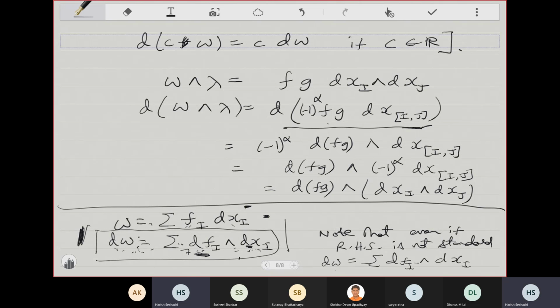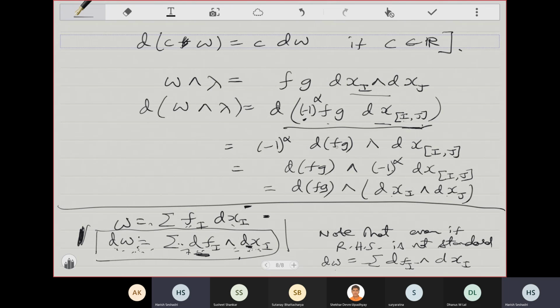So it seems pointless, because we put this minus 1 to the power alpha and the bracket, and then we didn't really use it. We again went back and removed that minus 1 to the power alpha and the bracket and put it in the original form. So why did we even do this? As I said, the only reason we changed this along with this sign is so that we can use the definition. The definition of D involved putting everything in the standard form.